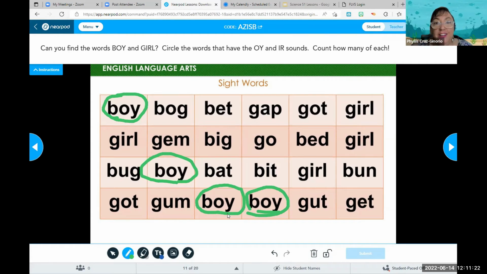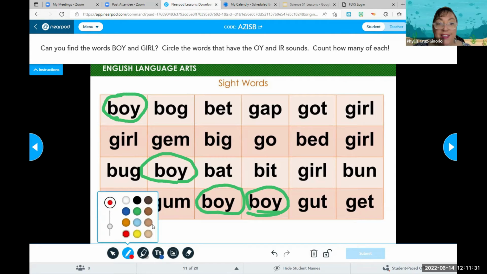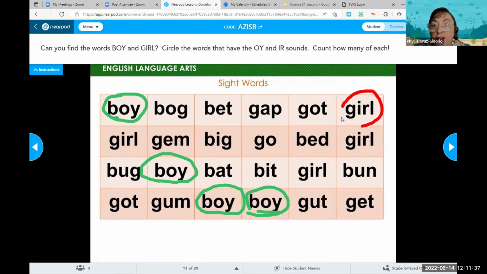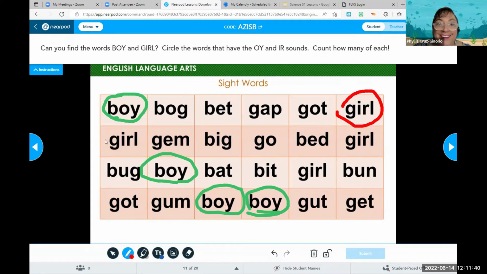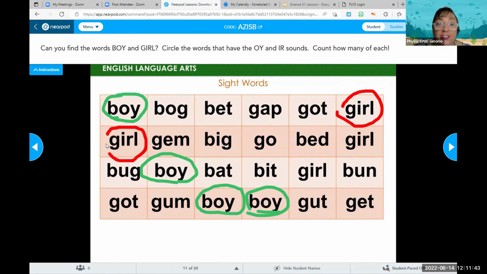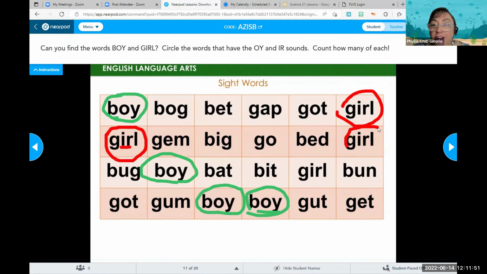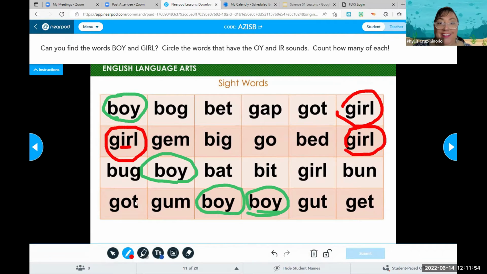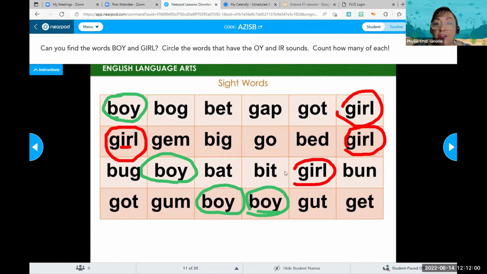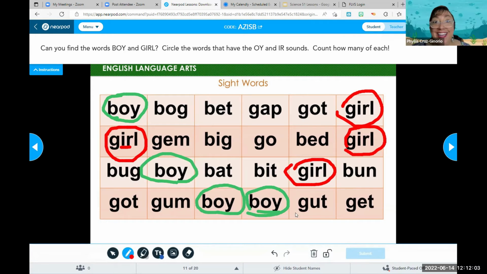Let's see if you can find the other sound, that baby tiger growl. Girl, girl. Can you find the words with the IR? On your mark, get set, go. Girl. Found one. See if you can find another one. I found another one. Girl. You see the IR in the middle? That's the middle sound. I found another one too. Girl. One more? Okay. Girl. Nothing else. That's it.